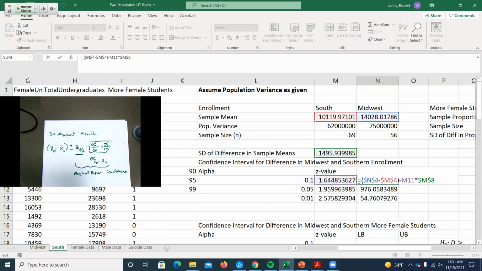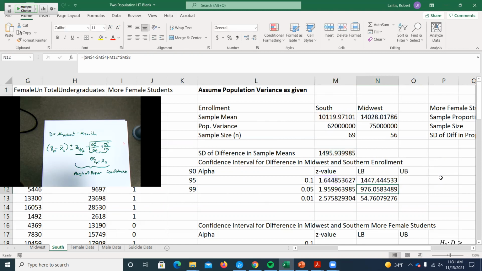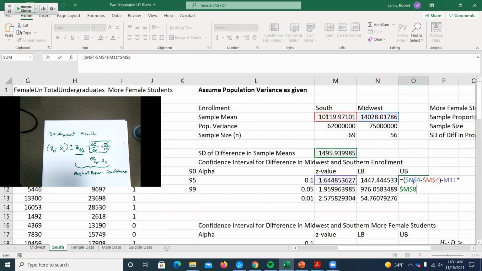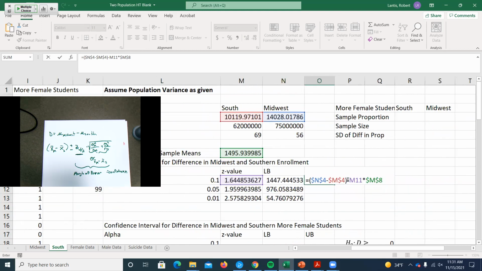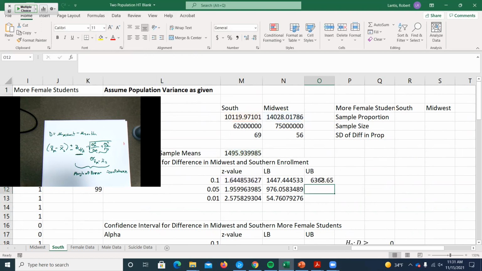We said one way I can get my upper bound is I know I want this exact same equation. So I'm going to copy this, hit enter, then go back into this cell and paste it. I was just using the shorthand keys there, Control C, Control V. The only thing that I need to change is I'm adding my margin of error instead of subtracting it. Okay. So if I hit enter there and copy this down, now I've got my 90, 95, and 99% confidence levels. Now this is for the difference in the South and Midwest.